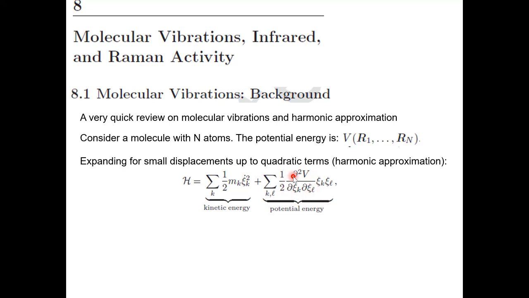And you see, this is a kind of matrix element of a square matrix. This square matrix is called the force constant, or the Hessian matrix, or the matrix of second derivatives of the potential energy with respect to displacements. Okay.